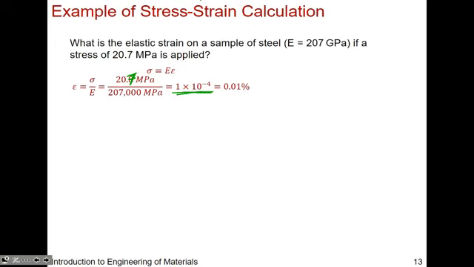And it's unitless, because before we said this is just delta L over L naught. So it's just distance divided by distance, which means it should be unitless. Okay? And we can also convert that to a percentage if we multiply by 100, and we get 0.01% elongation for this particular material, for this particular steel. So you can see it's pretty straightforward manipulation.